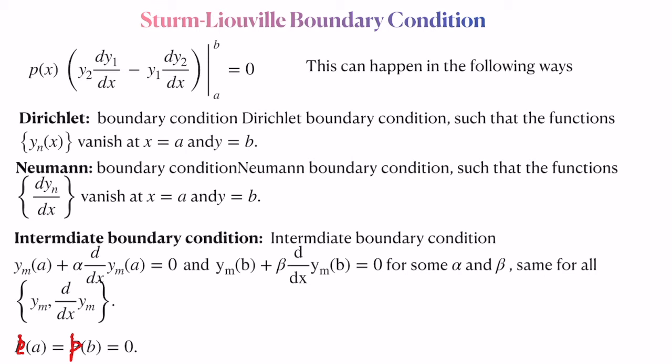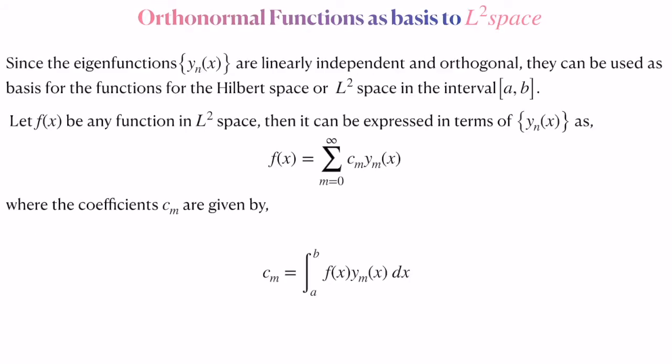As you have seen, you can cook it up such that this particular combination becomes 0 on the boundary, such that the eigenfunctions become orthonormal to each other. Now let's come to orthonormal functions as a basis for L2 functions. We have already proved the necessary requirement. Let's put all these things together in the form of a complete definition.